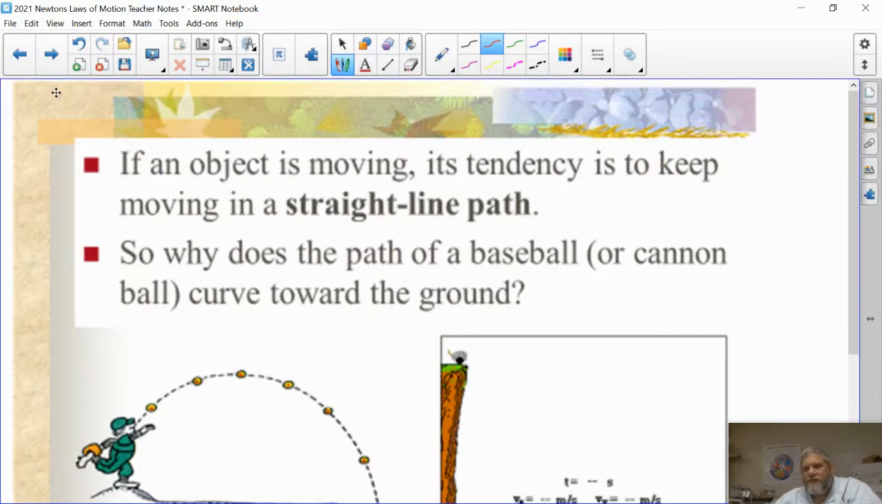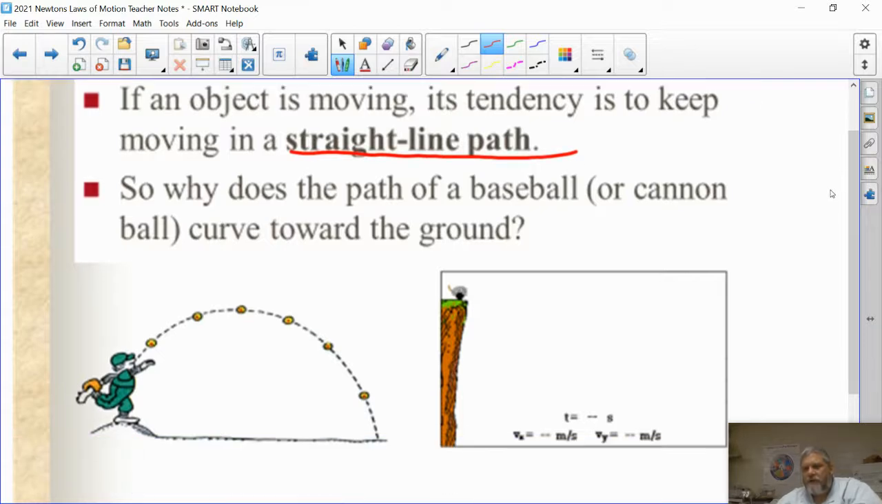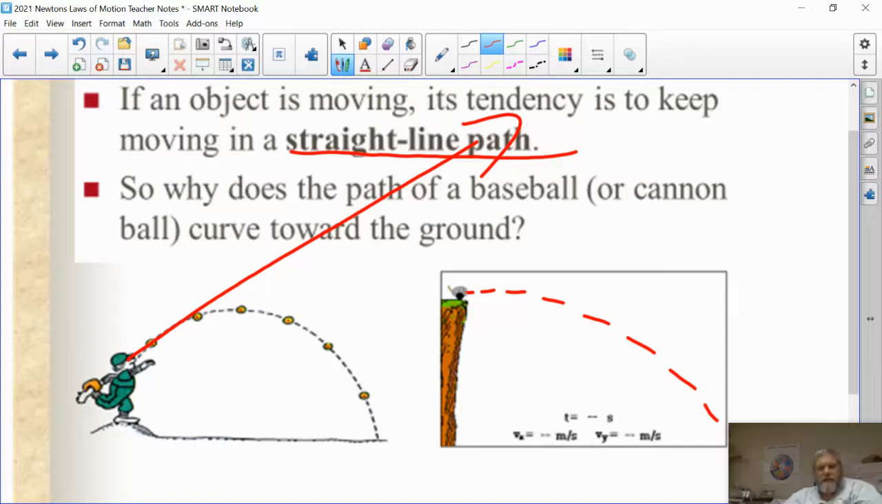If an object is moving, its tendency is to keep moving in a straight line path. Key word there. So if I throw a baseball at an angle, or launch a cannonball, why do they tend to follow a curved path? The reason is gravity. If you remember, gravity is the only force acting on them. If it wasn't, then this baseball would just go off in a straight line and never stop going. This cannonball would just go off in a straight line. But the reason the path is curved is because gravity is an unbalanced force and it pulls it downwards.